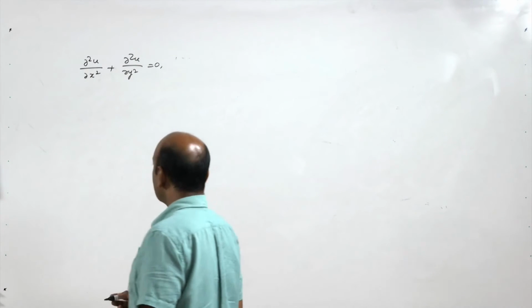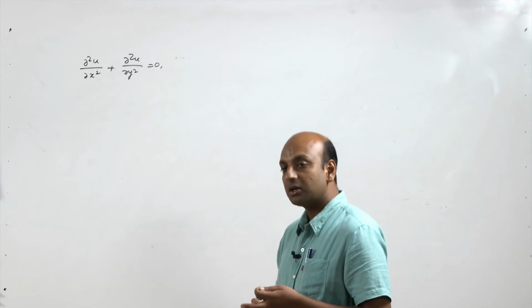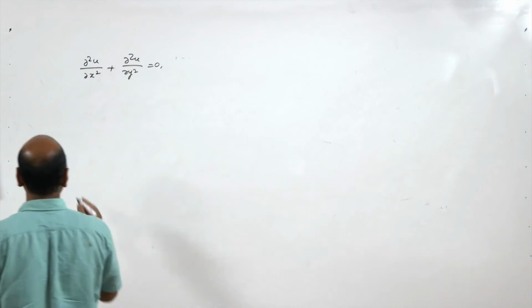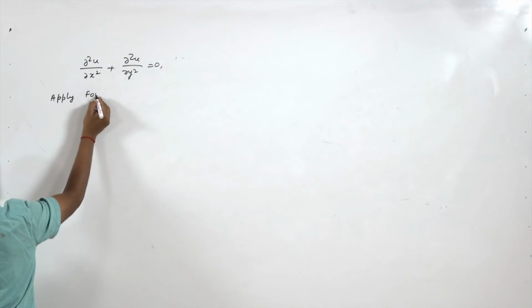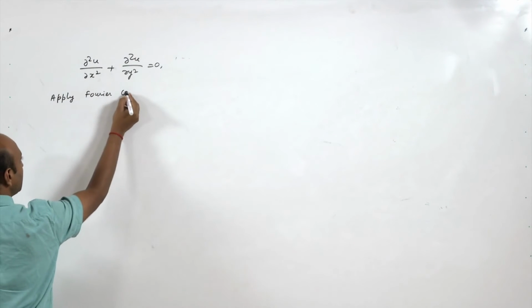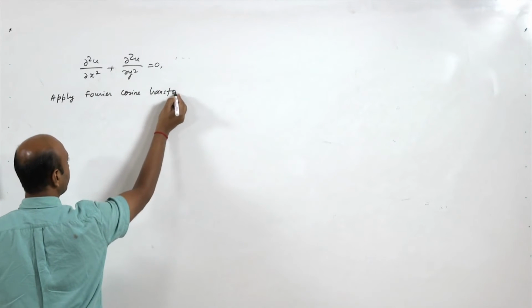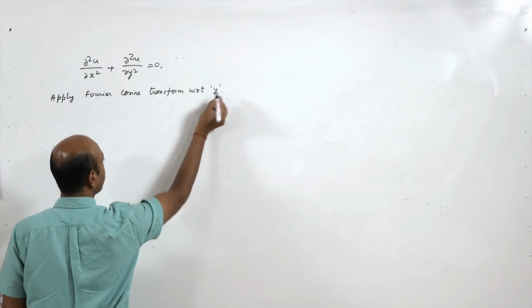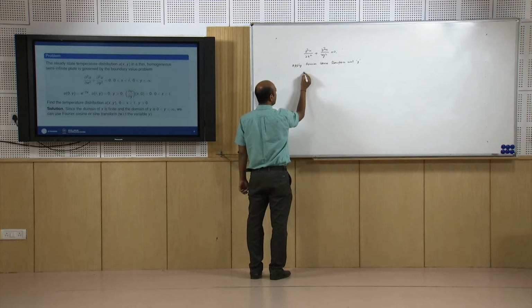So, you will apply the Fourier cosine transform, that is clear, with respect to the variable y. Apply the Fourier cosine transform with respect to y. So, what will we obtain? x will be free. So, it is d square f upon dx square.